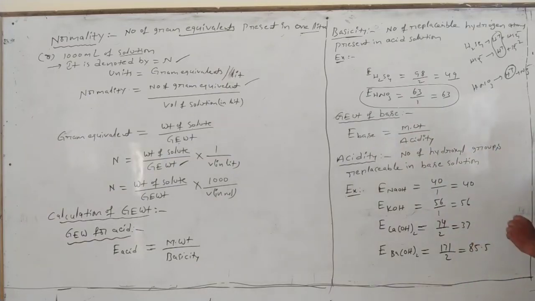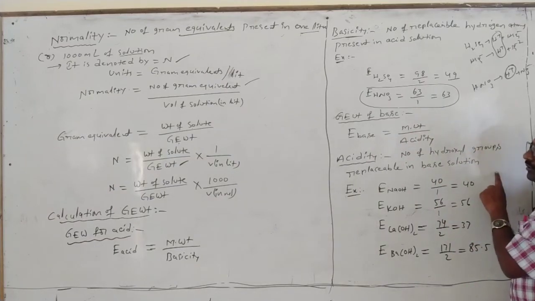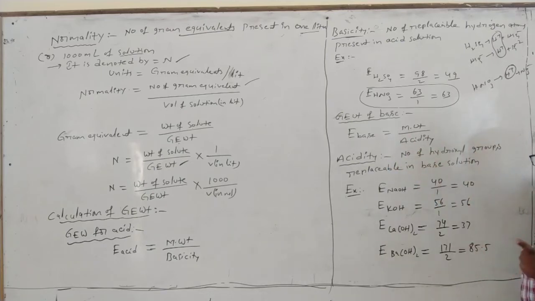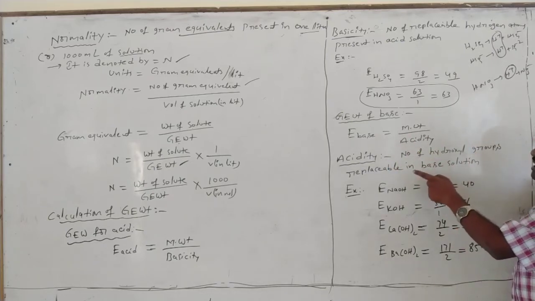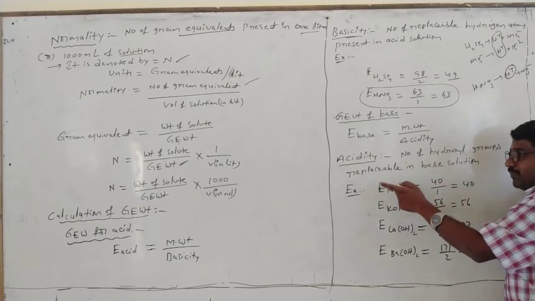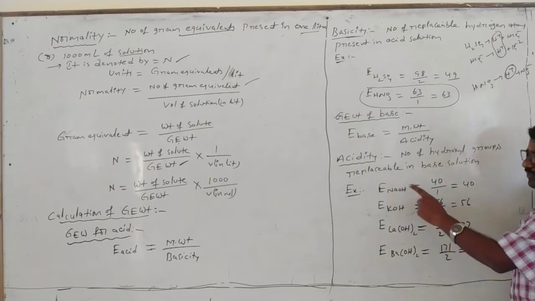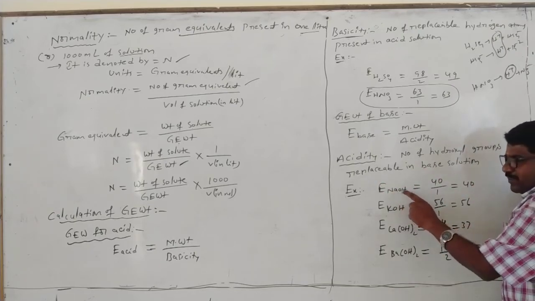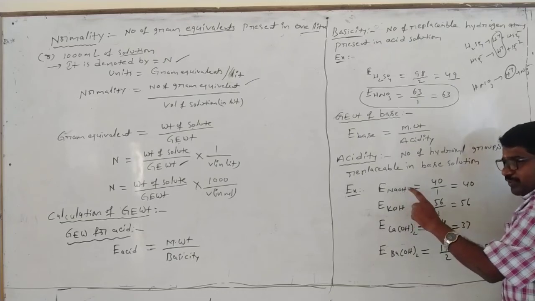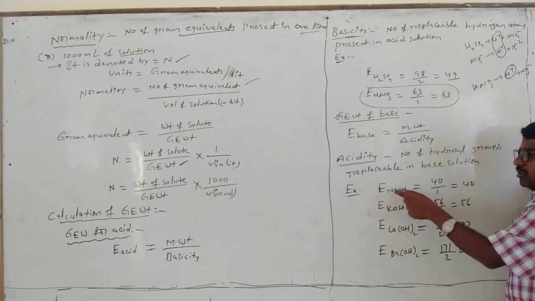Acidity means the number of hydroxyl groups. Now it is a base. A base always contains OH groups, so the number of hydroxyl groups replaceable in the base solution matters. For example, NaOH is a base. Here, how many OH groups are present? 1. So one group is replaceable.